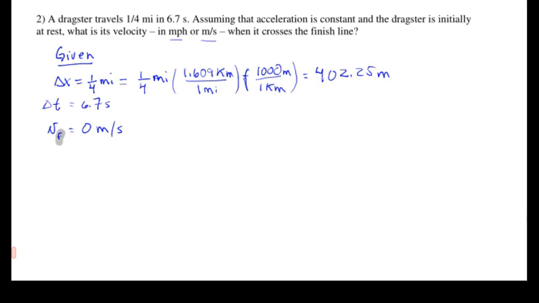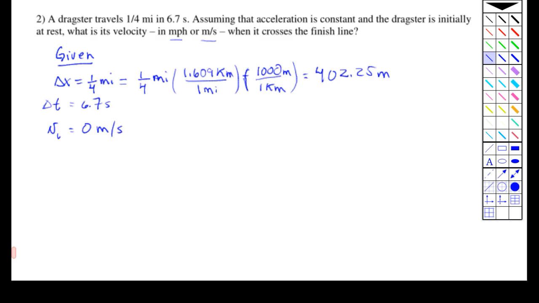Okay, so there's our distance traveled, our time, and our, sorry, that I wrote final velocity. This should be initial velocity. Okay, now this is going to be a two-step problem. I'm first going to find the acceleration.